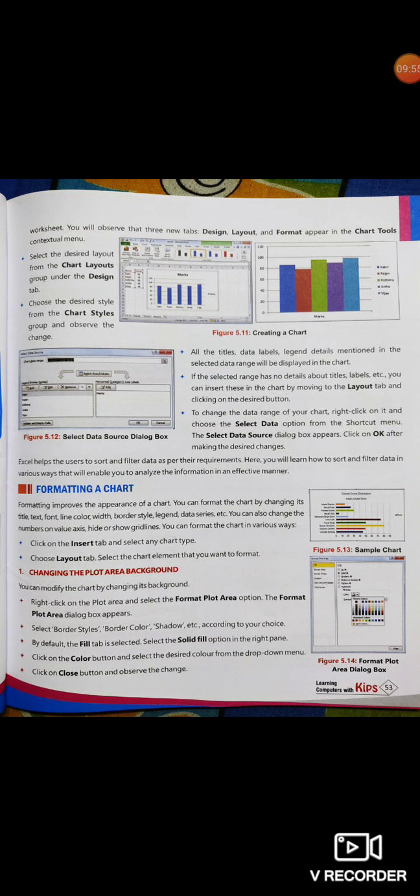We can modify the chart area background. For doing that, first we have to right click on the plot area and then we have to select the format plot area option. The format plot area dialog box appears. Then we have to select border styles, border color, shadow, etc. according to our choice. By default, the fill tab is selected. Then we have to select the solid fill option in the right pane. Now we have to click on the color button and select the desired color from the drop down menu. Now we have to click on the close button and we can observe the change.